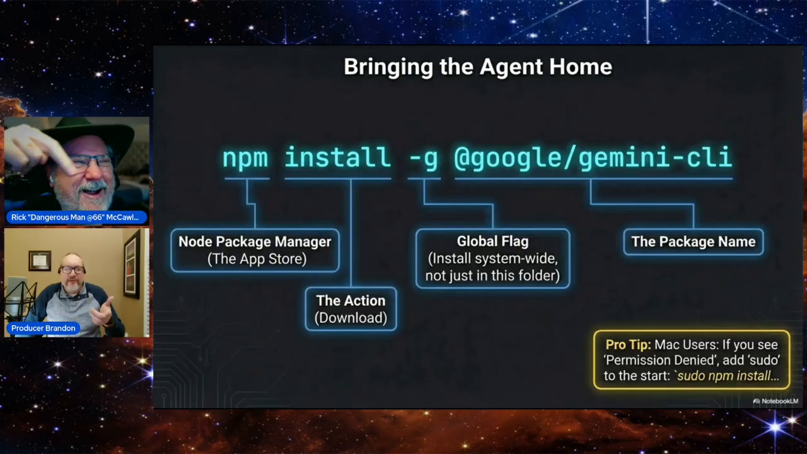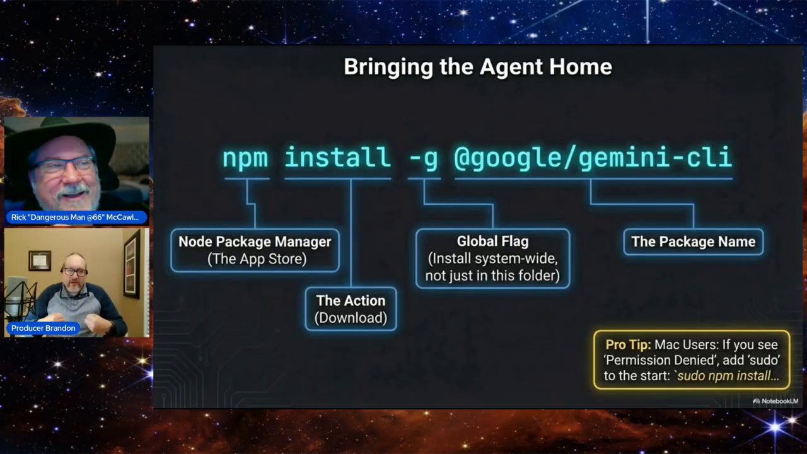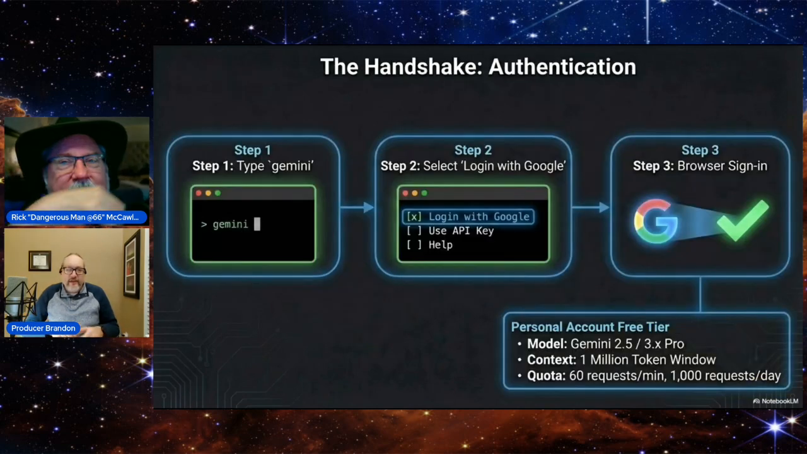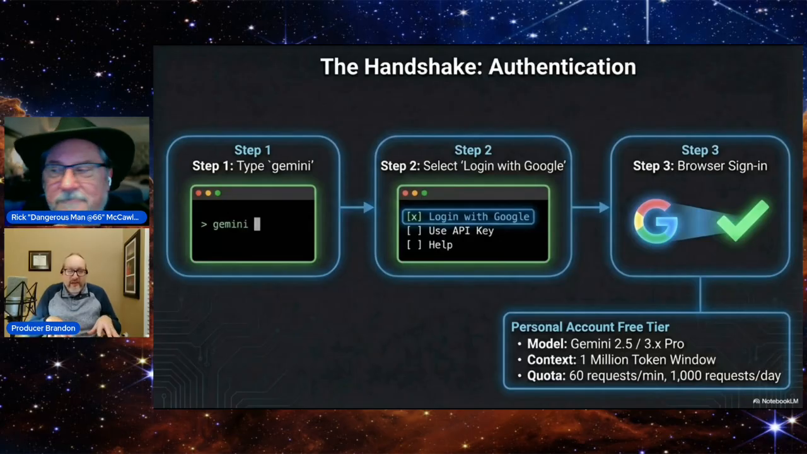And so once you install it, you effectively have Gemini on your local machine. And then you type Gemini, you log in with your Google account. But here's what's critical. Even at the free tier, even if you're not paying for Google, you get Gemini 2.5, you get 1 million tokens, you get 60 requests a minute or 1,000 requests a day, even for free.